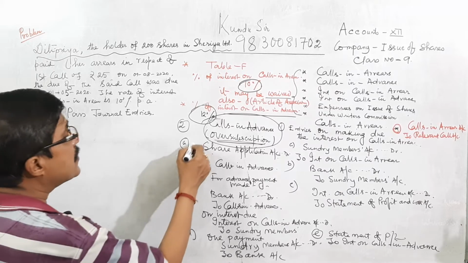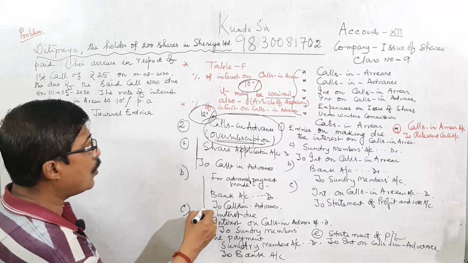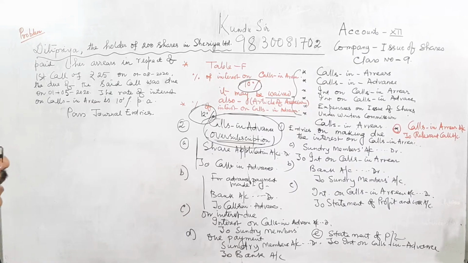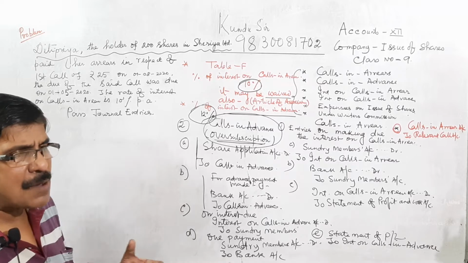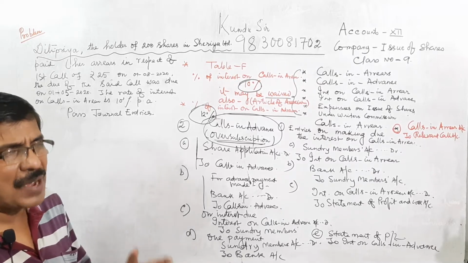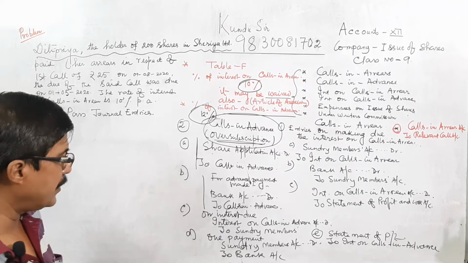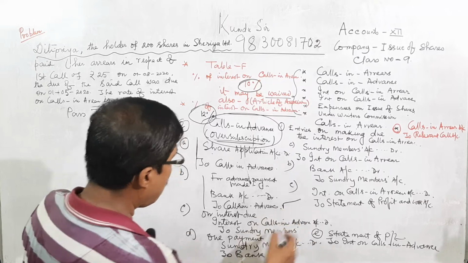In case of oversubscription, or in case any shareholder is making payment in advance, maybe at the time of allotment, or at the time of the first call they are giving the final call, or at the time of allotment giving first call money and final call money, then bank account is debited to calls in advance account.